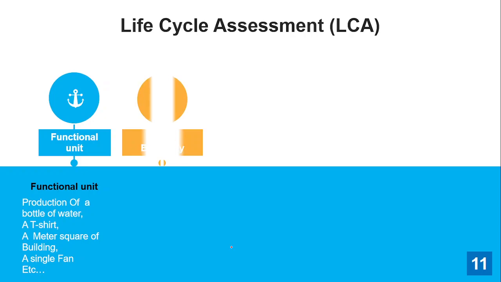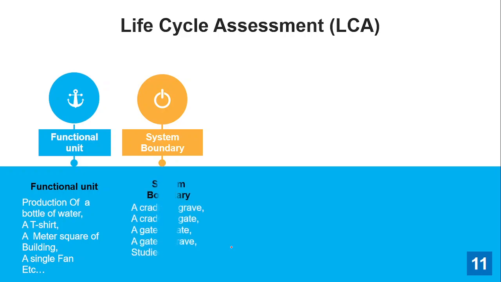So for this unit, we must consider how much resources are used from cradle to grave. And now we reach the system boundary. The system boundary must be cradle to grave, or cradle to gate, or gate to gate, or gate to grave, depending on the study that will be conducted.